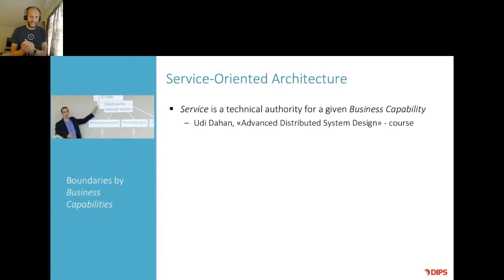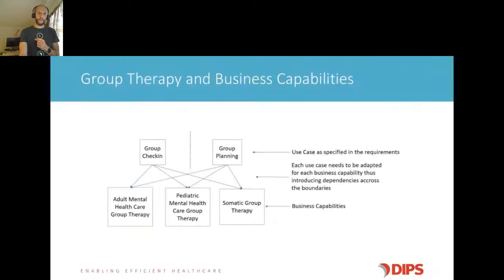Now, I won't go on in detail about service-oriented architecture. It's also an old approach, and it got a lot of perhaps negative remarks during the years. But anyway, if you read some of the stuff that Udi Dahan is teaching, specifically in his Advanced Distributed System Design course, which I definitely recommend, he defines a service as a technical authority for a given business capability. And he suggests defining boundaries by business capabilities. So, what are the business capabilities in our case?